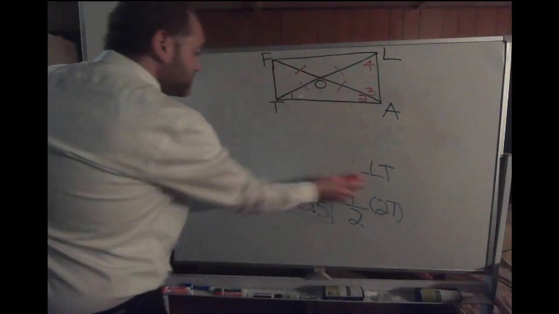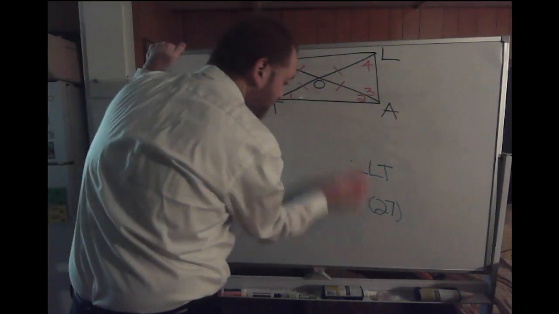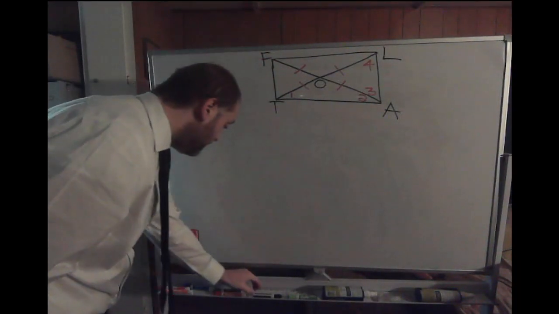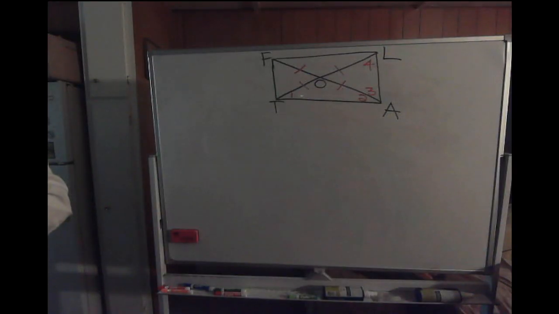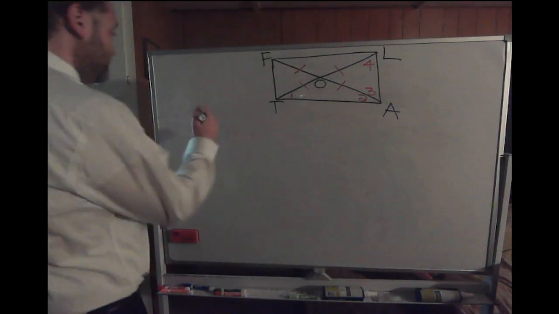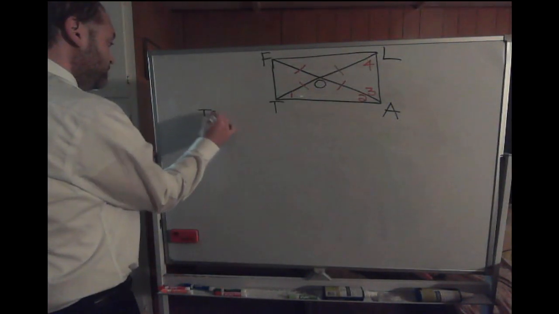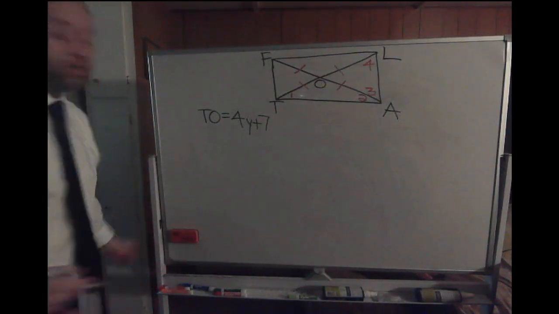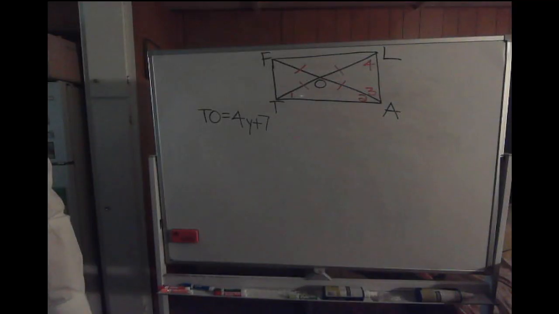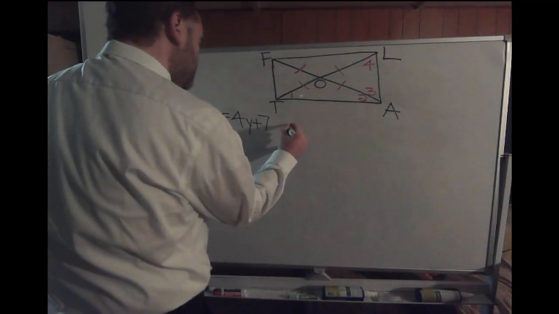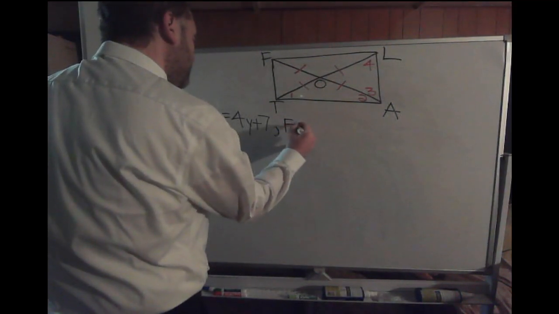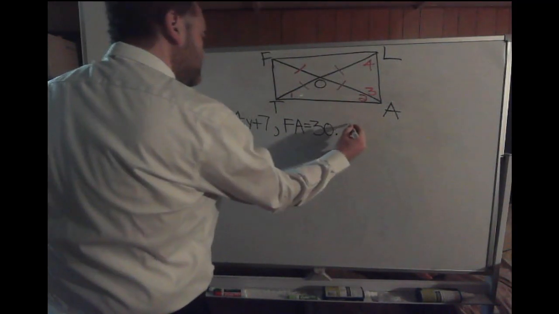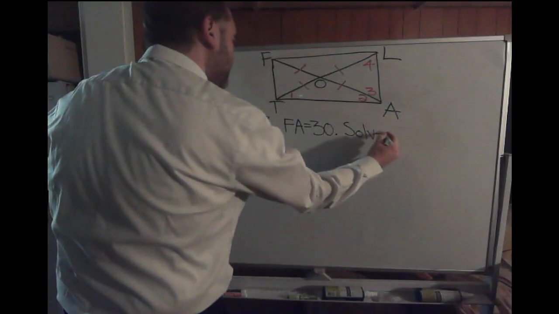And I got one more exercise for rectangles. Then we'll move on to rhombuses. Okay, what do they give us next? So let's see, TO equals 4y plus 7. So this is an algebra one here. FA equals 30. So we have to solve for y.